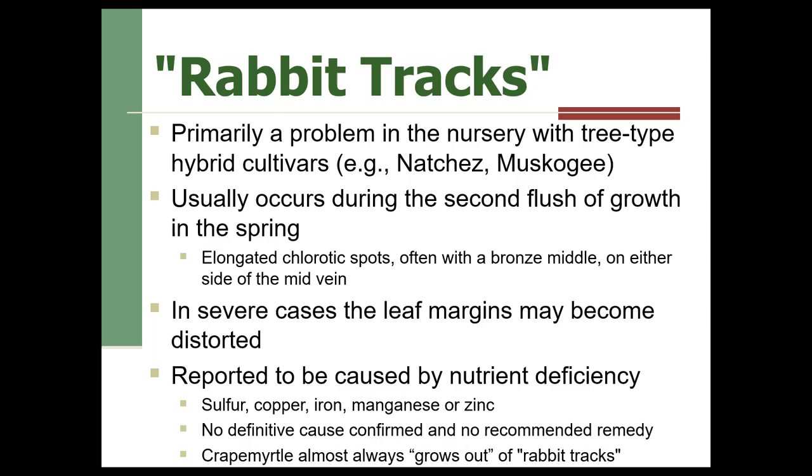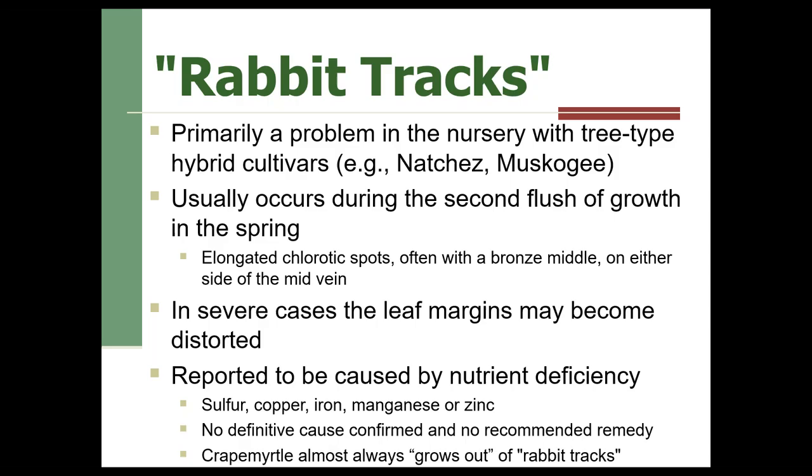We really don't have a definitive cause of rabbit tracks at this point. It's believed to be caused by a nutrient deficiency. And so we really don't have any recommendations at this point. To me, it's as if in the second flush of growth in a nursery, the crepe myrtle is growing faster than the roots can provide some of the micronutrients to the leaves, and hence you get the rabbit track pattern developing. But in any event, crepe myrtle almost always grows out of the symptom by the next flush, so you really don't notice it because the subsequent flushes have normal characteristics. So that is rabbit tracks. It is primarily a nursery problem. Very rarely do we find it in the landscape.